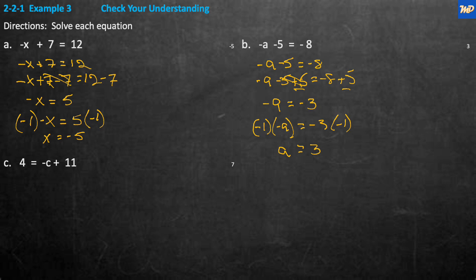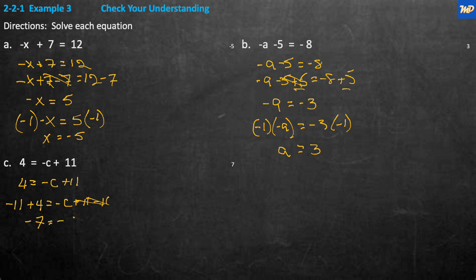Let's go to problem C. 4 equals negative C plus 11. We want this negative C by itself. We'll keep it on the right. I'll move the 11 using the subtraction property of equality. So I'm going to use a negative 11, right? So negative 11 plus 4 is equal to negative C plus 11 minus 11. The 11s cancel on the right. On the left, we have a negative 11 and 4 gives us a what? It gives us a negative 7, right?